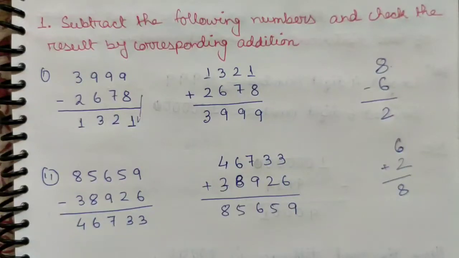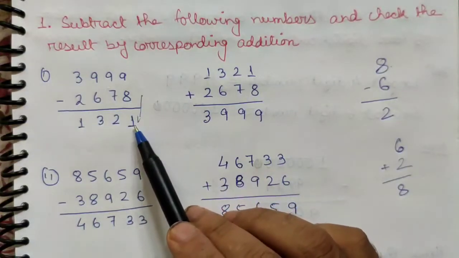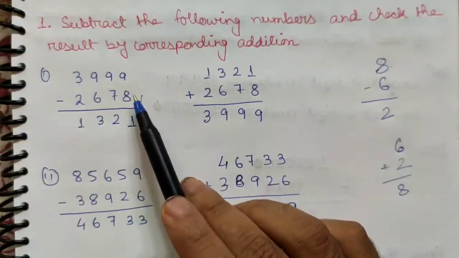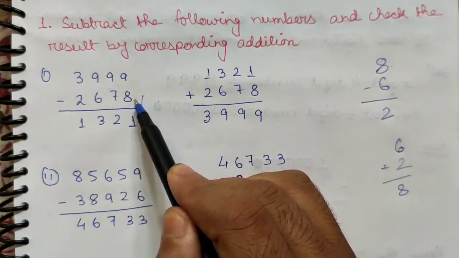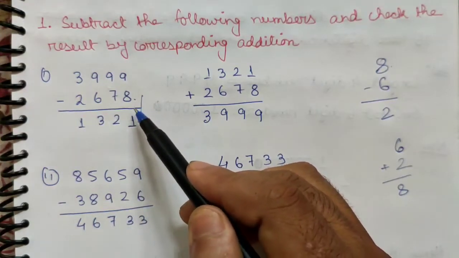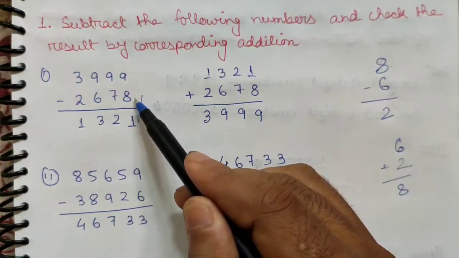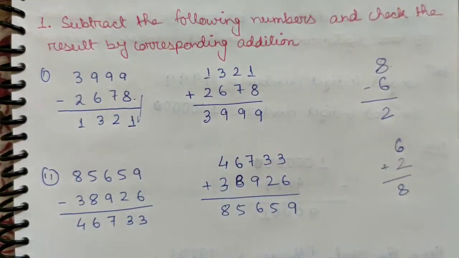We will add the result and the number which is subtracted from the larger number. Which number is subtracted? This number is subtracted in this case, right? So we'll add these two, that is the result and the number which is subtracted.